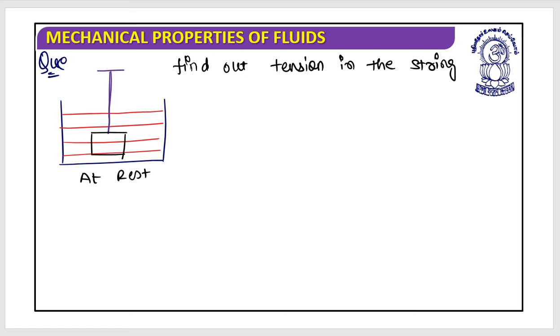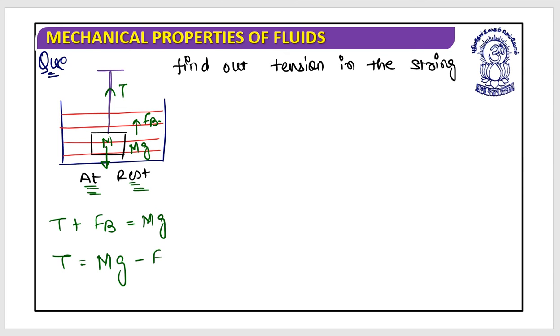So what forces are acting? Let's have a look. One force, the tension, is acting on this. This is having mass m, so one downward force, mg, would be there, and one upward force, FB, is there. As they mention, it is at rest, so this system is in equilibrium. So I can have T plus FB equals mg, and from this the tension T equals mg minus FB. I hope this is clear.